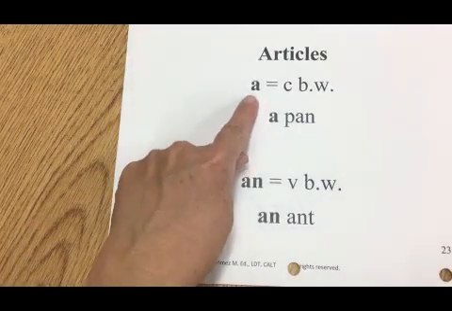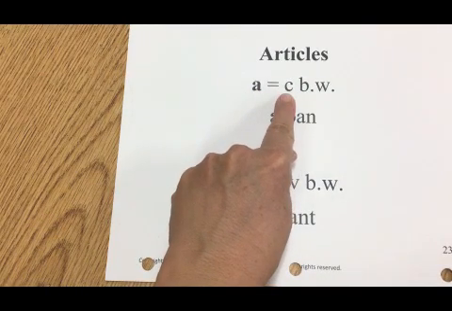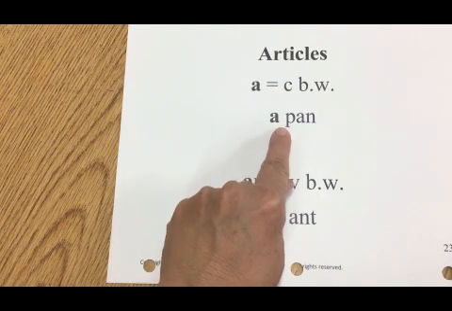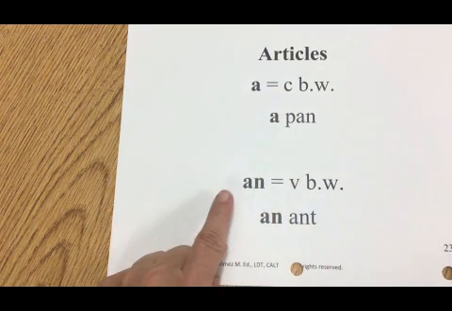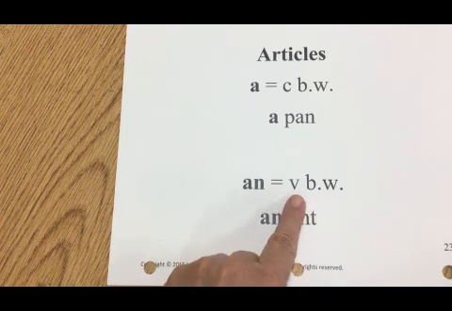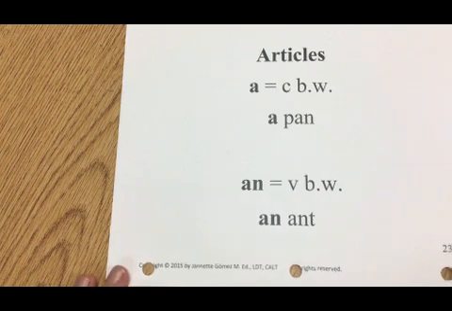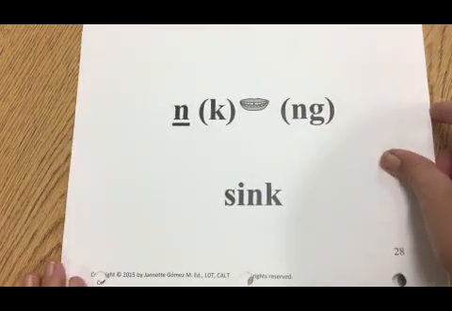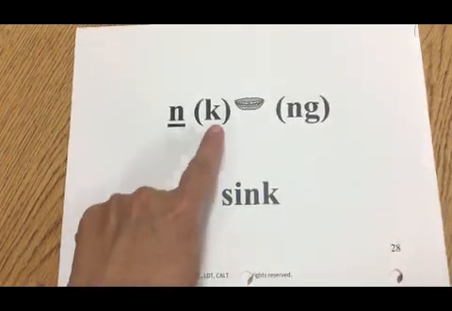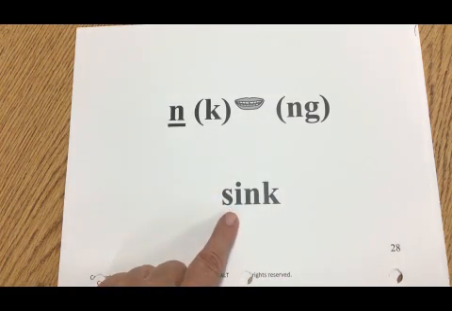Articles. A is used before a base word that has a consonant sound, such as a pan. An is used before base words that begin with a vowel sound, as in an ant. N before K is pronounced ng, as in sink.